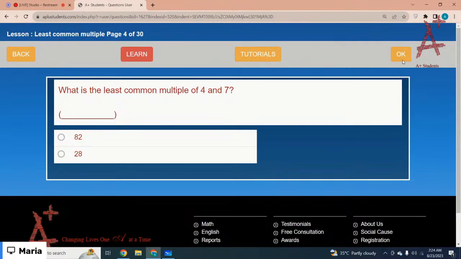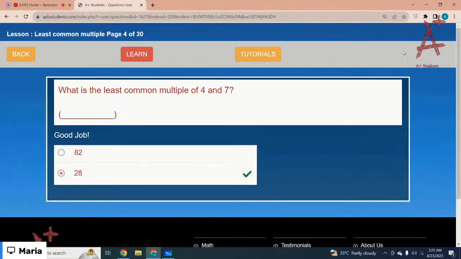But 28 is divisible by 4 and by 7 also. 4 times 7 is 28 and 7 times 4 is 28. So they can both divide 28. So the LCM of 4 and 7 is 28. The correct option is the second one.